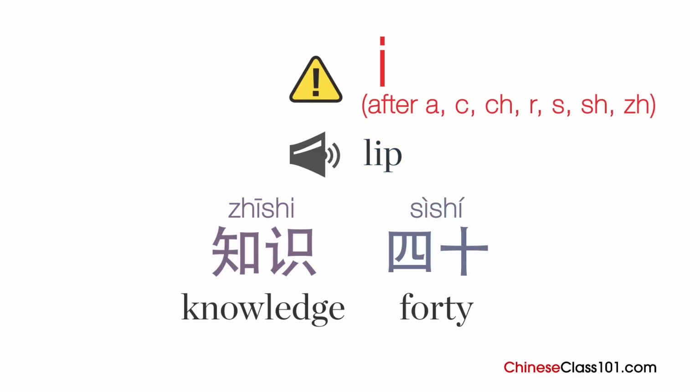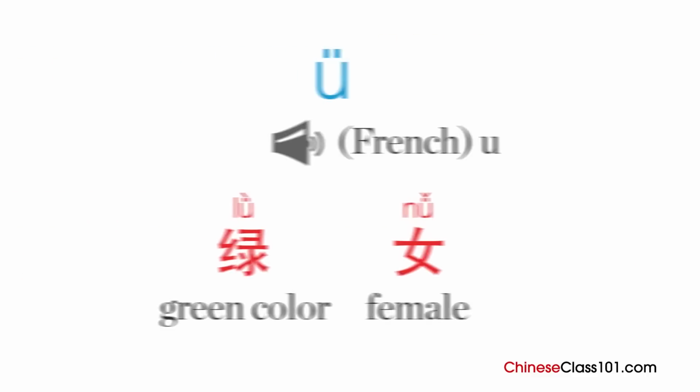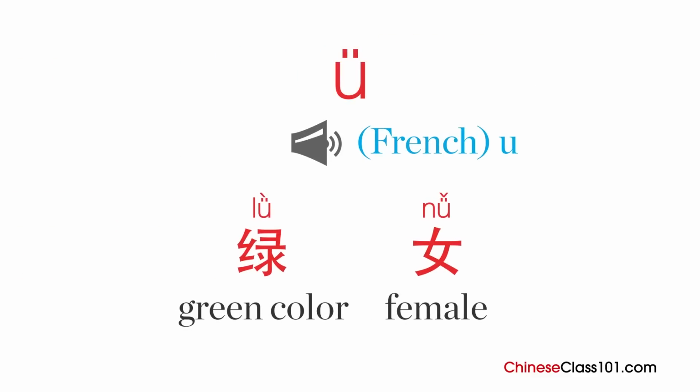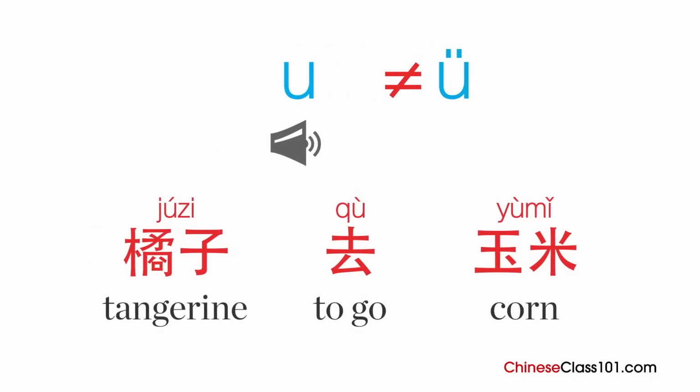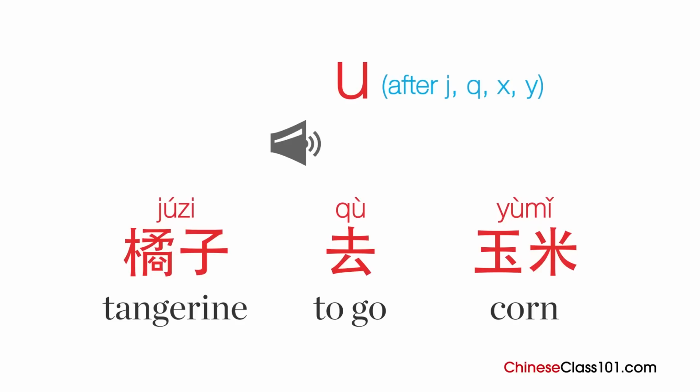The Ü sound is like the French U. Your lips should be round and pouting. U and Ü are different sounds, but when Ü comes after J, Q, X, or Y, it's written the same as U.